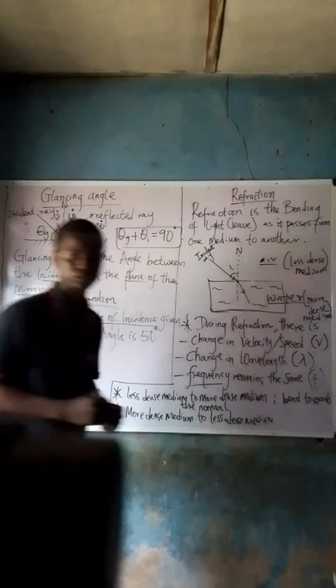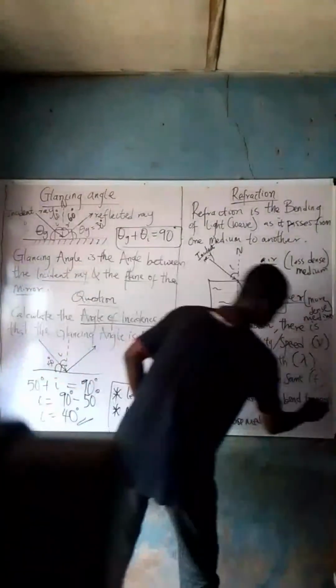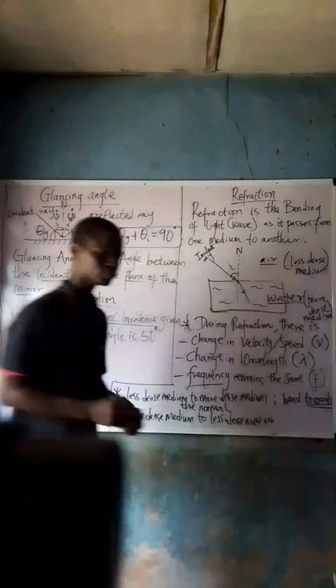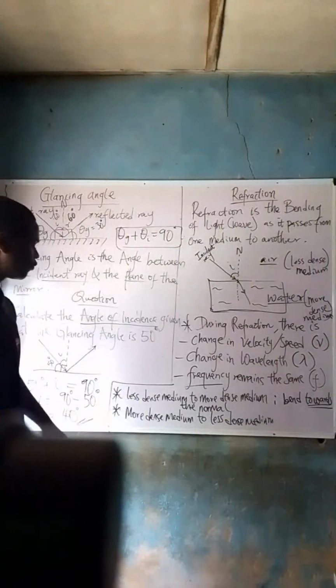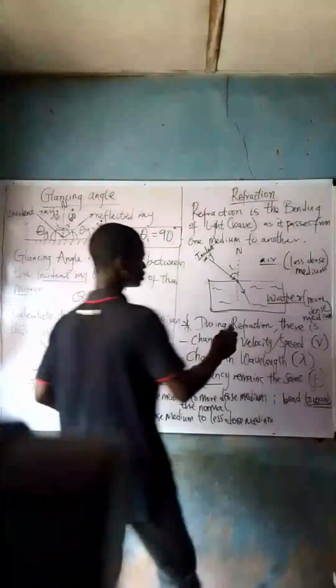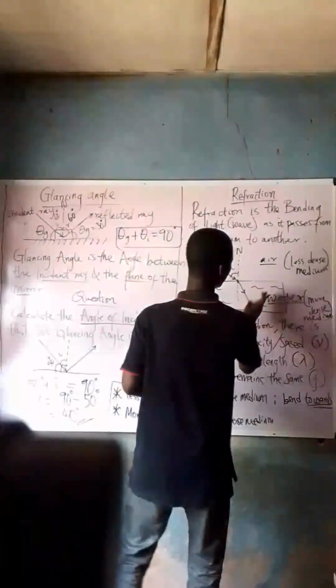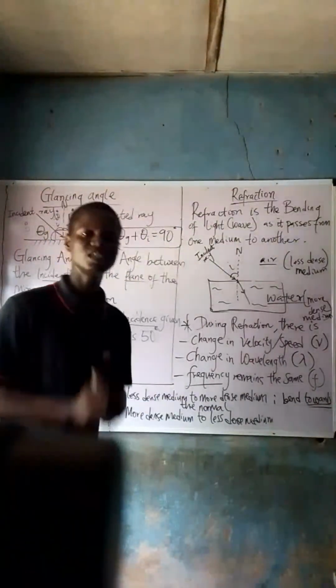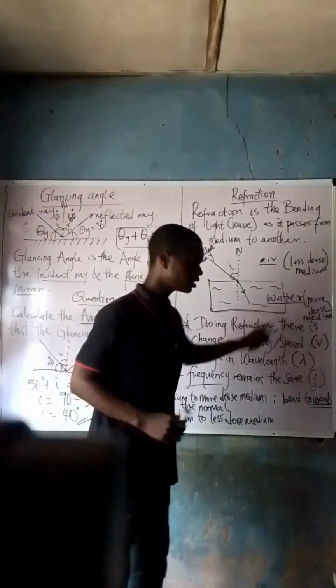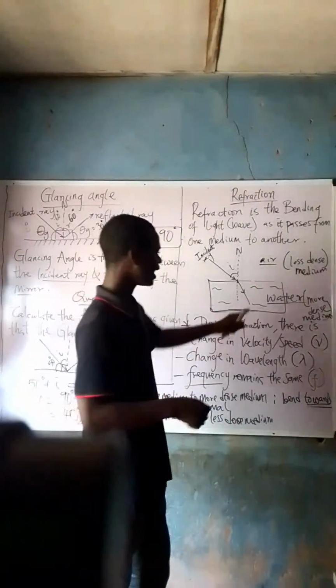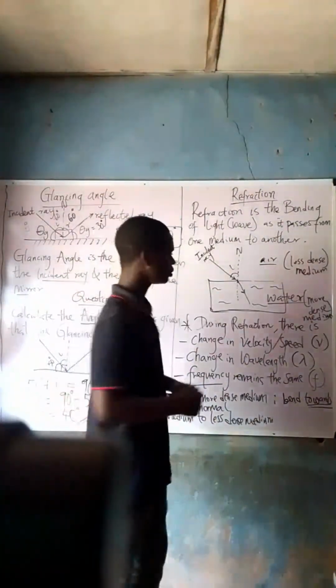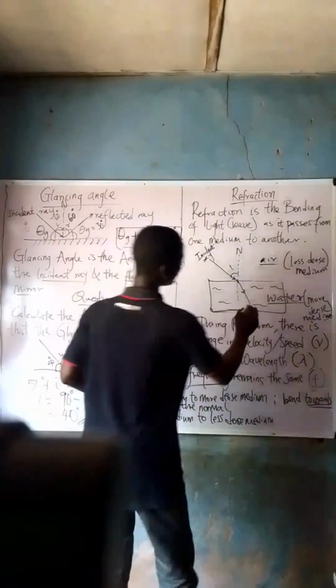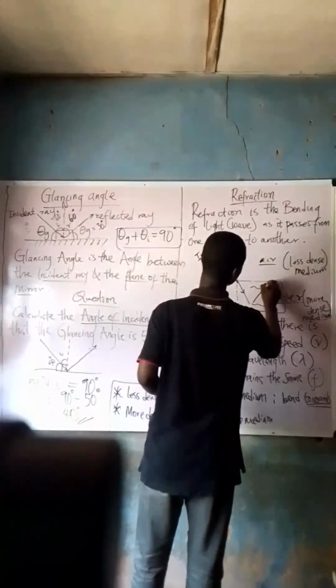Take note of that. It bends towards the normal. Now, if it's coming from a more dense medium to a less dense medium, in this case we're assuming the ray is coming from underwater. Let's say a sea diver is under the water, pointing its light outside of the water. Let's assume that. So the light is coming like this.